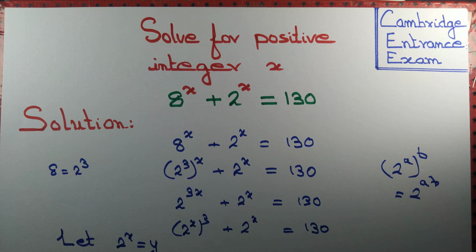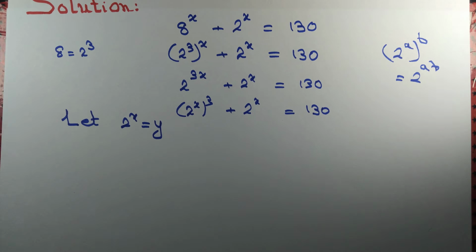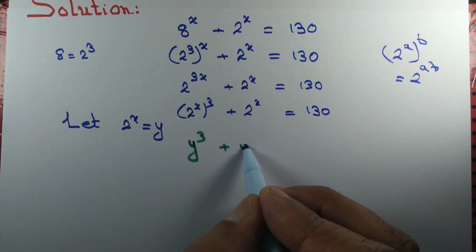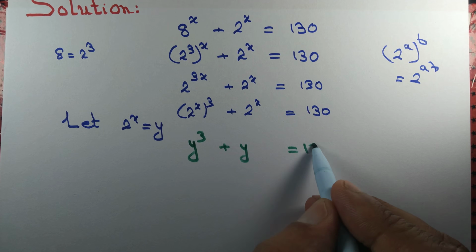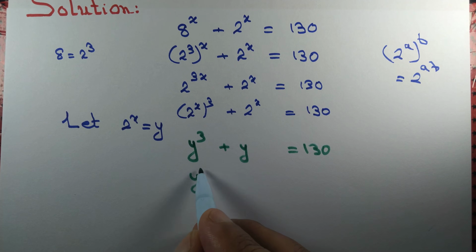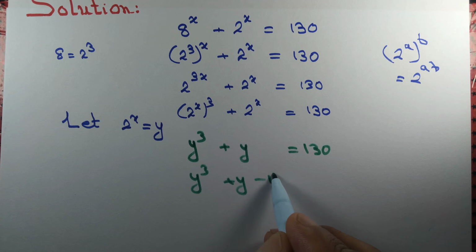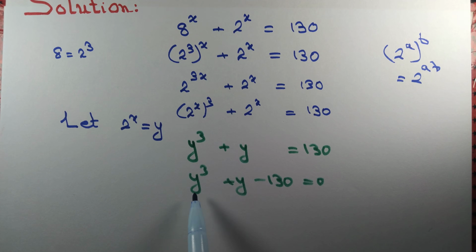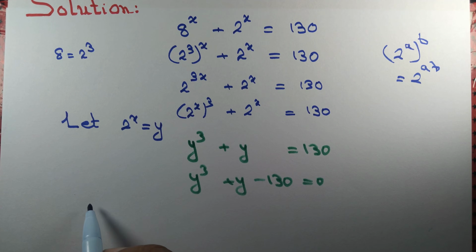Now we solve for the equation in y. When I write 2 to the power x equal to y, I obtain y cube plus y equal to 130. That can be written as y cube plus y minus 130 equal to 0. Observe that y equal to 1 is not a solution of this equation. Neither is 2: 2 cube is just 8, 8 plus 2 is 10, but we want 130. Neither is 3 a solution, but y equal to 5 is a solution.